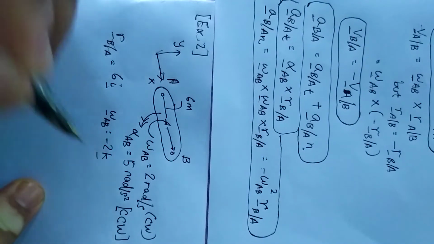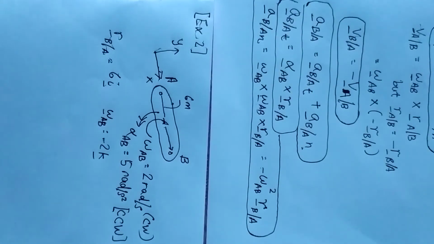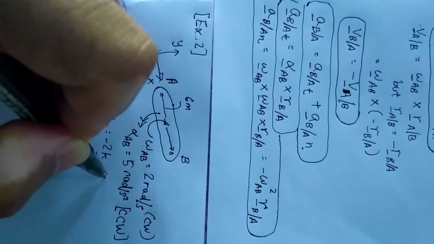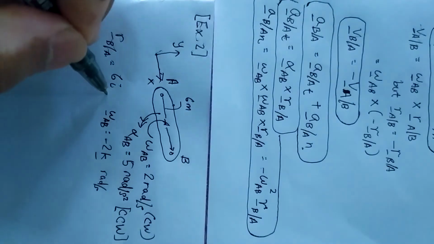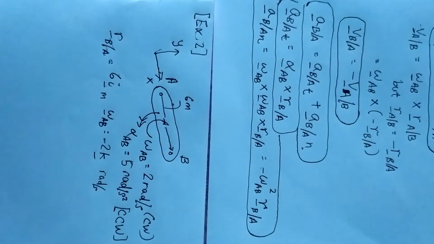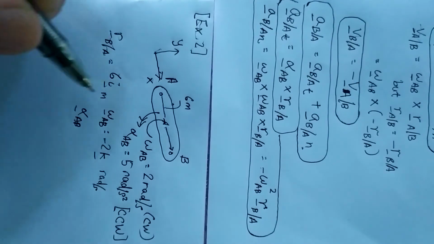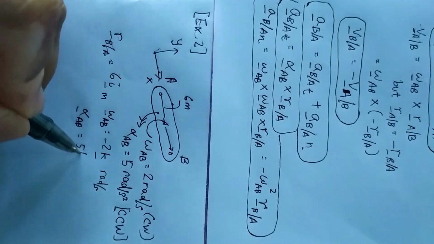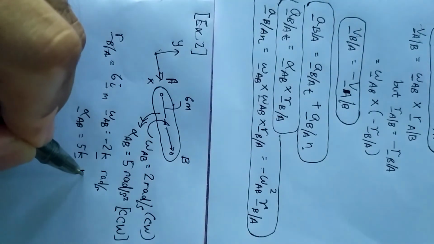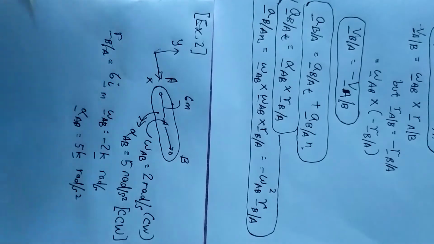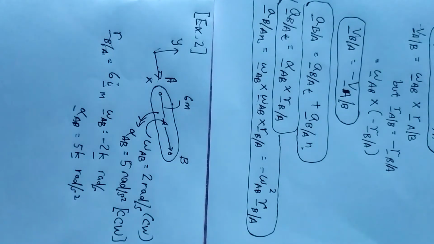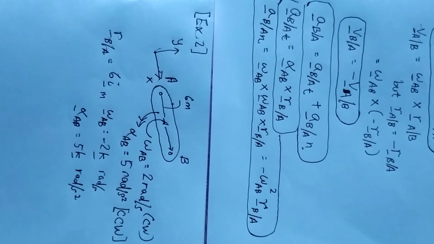By now, I hope the students are capable of writing this down, and maybe I have to write down the units here: radian per second, and this is in meter. And then alpha AB is 5k radian per second square. I hope you know why it is positive 5k. If you use your right hand rule, it is pointing upwards, so in the positive xyz direction.